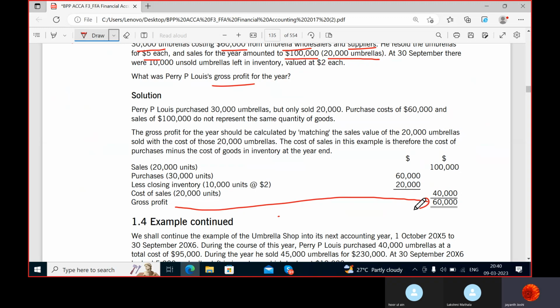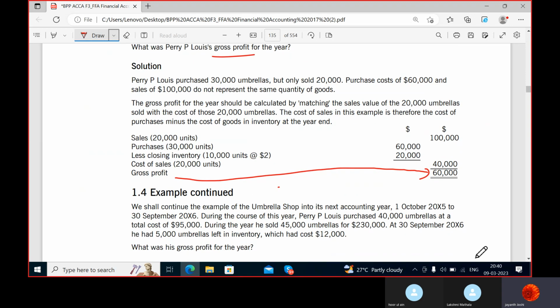Okay. Let's continue the example now. So we shall continue the example of umbrella shop into its next accounting year, that is October 1st, 2005 to September 30, 2006. During the course of this year, Perry P. Louis purchased 40,000 umbrellas at the cost of $95,000. During the year, he sold 45,000 umbrellas for 230,000.